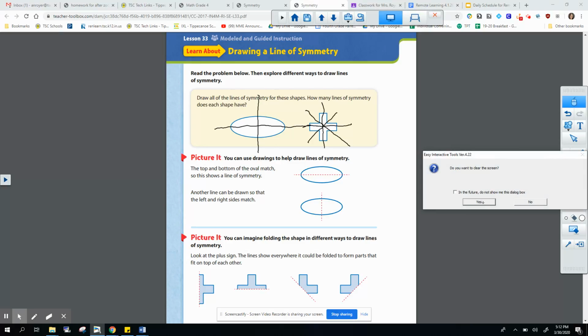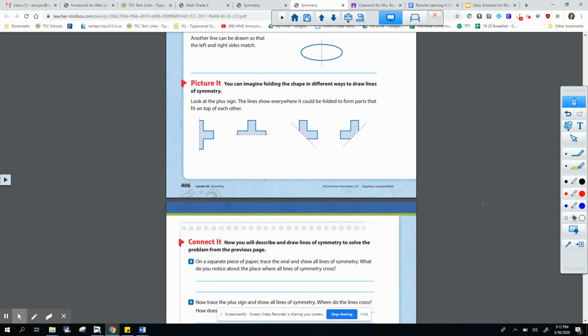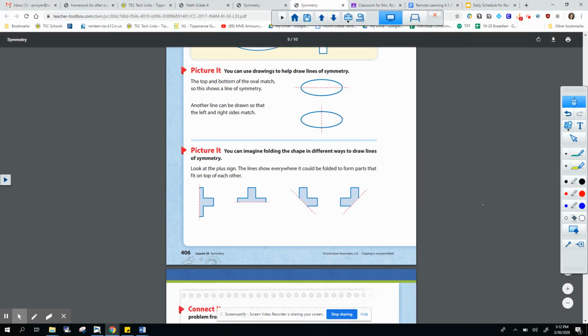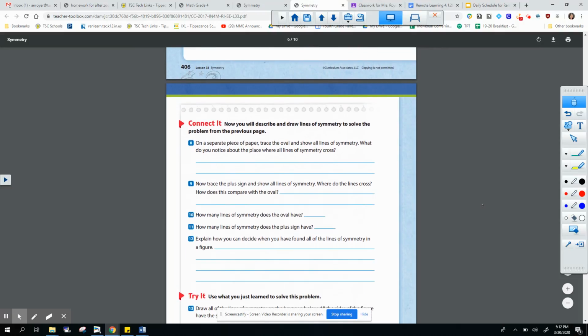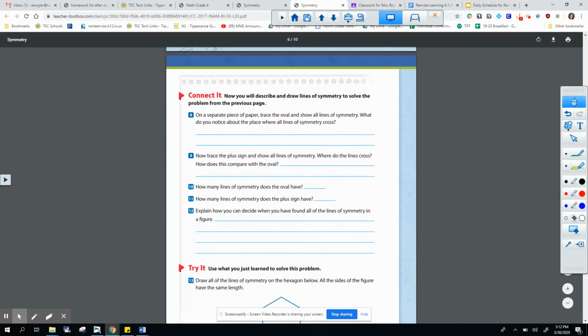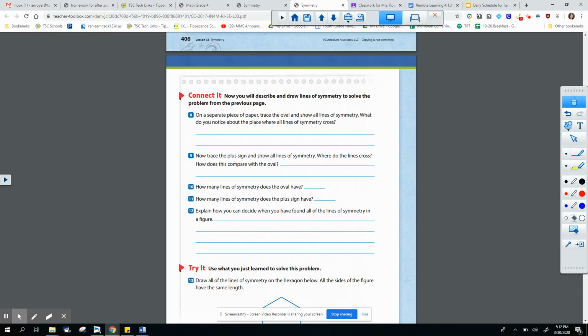Okay, so I'm going to move my paper down so we can see the rest of them. Okay, there you can see the pictures, how they've shown you how the ovals are and the plus sign. Okay, down here on number 8, it says, on a separate sheet of paper, trace the oval and show all of the lines of symmetry. What do you notice about the places where all the lines of symmetry cross? You don't need to do that because we just drew them up above.